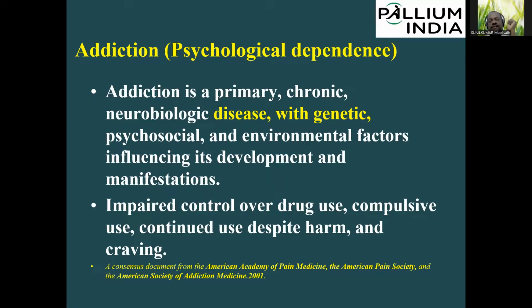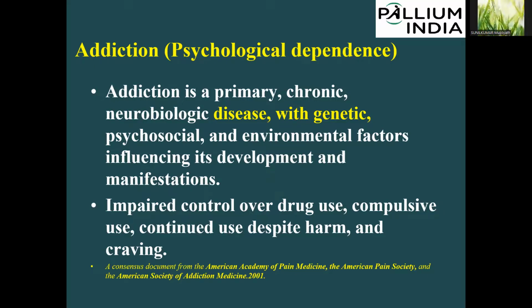They describe it as a disease. You can see it's a primary chronic neurobiologic disease with genetic predisposition. If you have a gene for addiction, there is a chance that you may become addicted. But psychosocial factors and environment also play a pivotal role in the manifestation of addiction. That means if you are working in an operation theater where all the types of opioids are available and one of your friends is already abusing the opioid, so the environment is favorable and you have a gene for addiction, there is a chance that you may also get addicted.